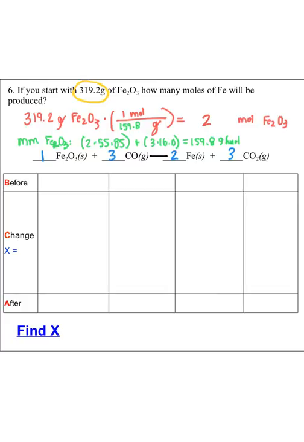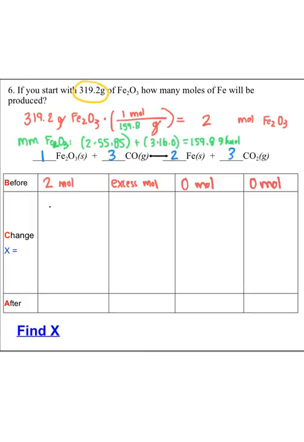So I'm going to plug in my before. I have 2 moles of Fe2O3. Did they mention CO in the problem? No, so I'm going to assume that I have excess moles. Because they didn't mention the other reactant, I'm going to assume I have more than enough. Before we do any mixing, any reacting, I'm not going to have any of my products. So 0 moles, 0 moles.